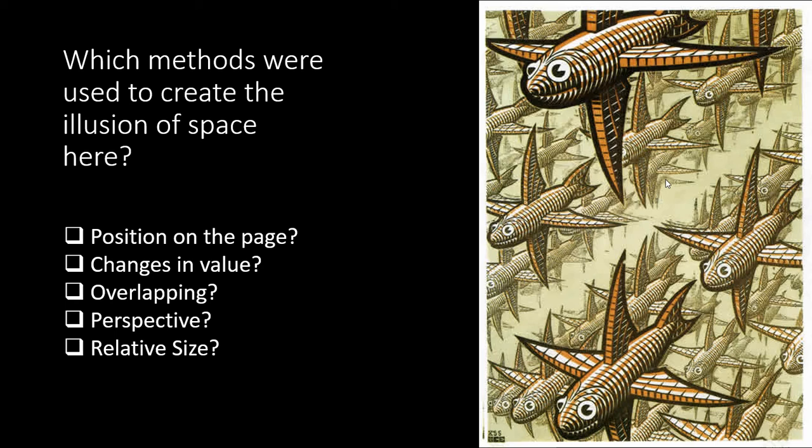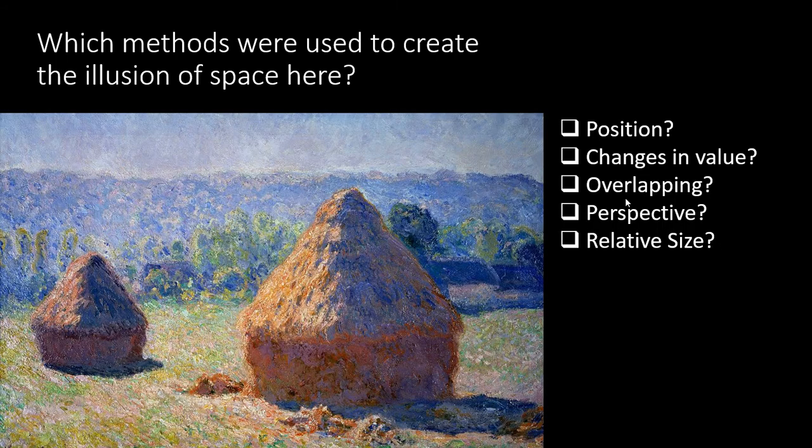So I've named the technique and I've described where in the picture I see it. So let's take a look at another one. Look at this picture for a minute before I start talking, thinking about which of these do you see in this picture to create the illusion of space. So this is a picture of haystacks by Claude Monet from the Impressionist period. So here's a haystack, here's a haystack. We've got the field, some trees in the background, and some sky.